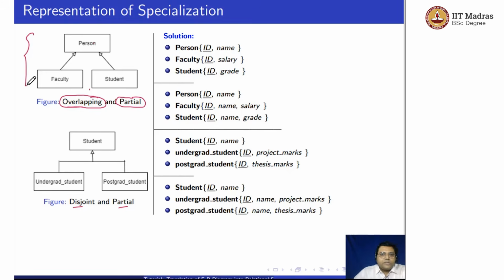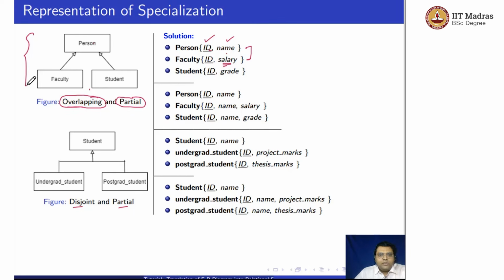Let us consider the person having two attributes. ID is the primary key and name is another attribute. Now for faculty, what extra does a faculty have? They have some salary. So what is the extra thing we have added over here? Now whenever we need faculty information, we can perform a join between these two tables, right? It's a natural join. So what will happen? It will fetch the ID, name and the salary for a particular faculty, right?